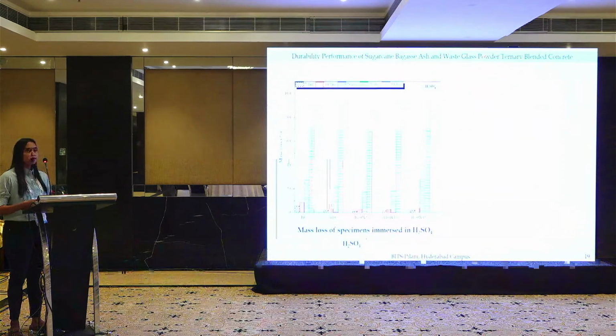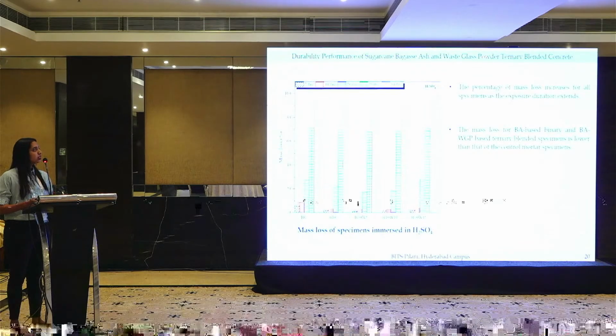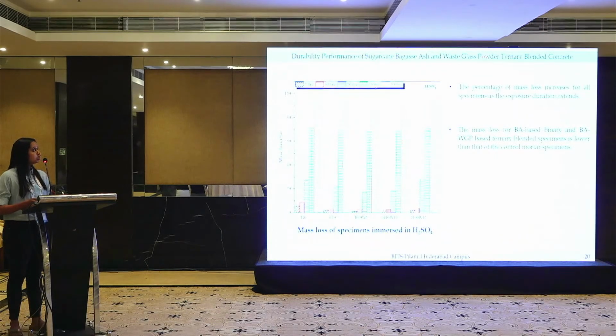This is the mass loss of the specimens immersed in H2SO4. Similar to the compressive strength, with respect to the extended period of exposure, the mass loss is increasing. The percentage of mass loss is increasing, but compared to the control concrete, the binary as well as the ternary blended concrete is performing better. B10 W5 is showing the least amount of mass loss.